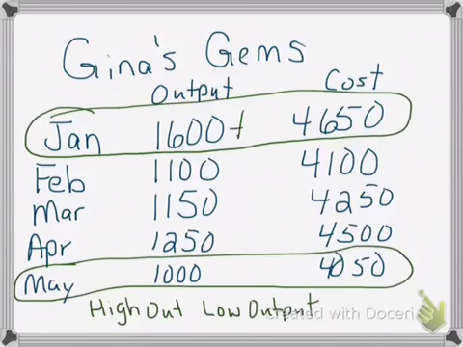So again, we are looking at these output amounts. We are not looking at cost with the high-low method. We're looking at the highest output level and the lowest output level. Once we get these amounts, we will use the costs that are associated. So January is the highest output, so we will use the cost for January. May is the lowest output, so we will use the cost for May in our calculations.